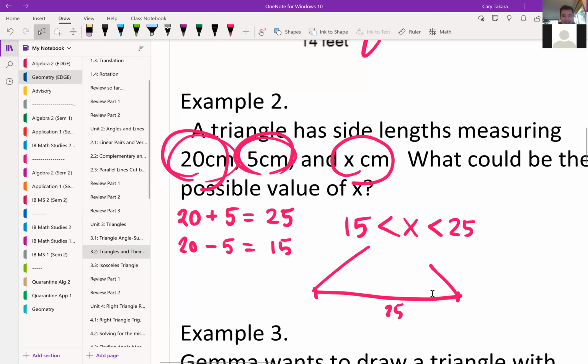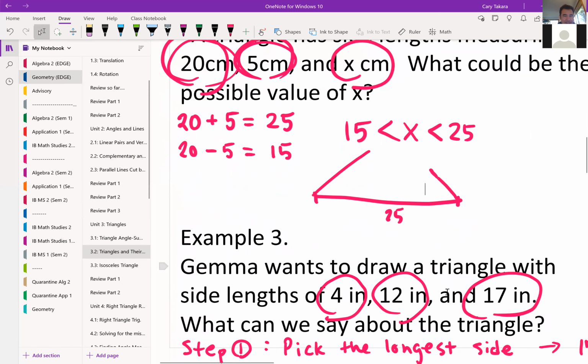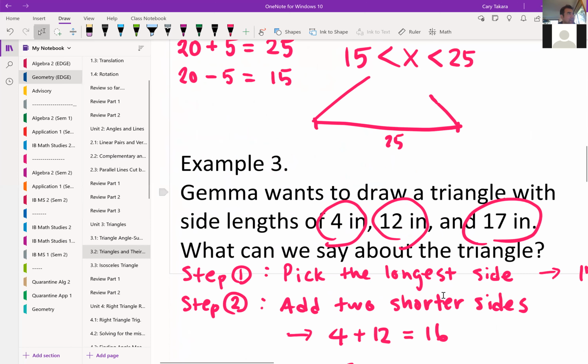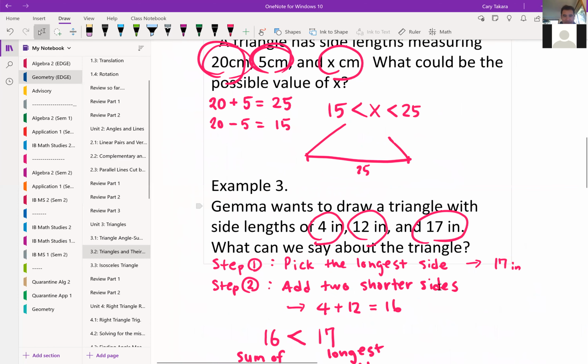So these are the two types of problems that you can expect on the quizzes and tests, okay? So let's practice this. So let's work on the assignment now, okay?